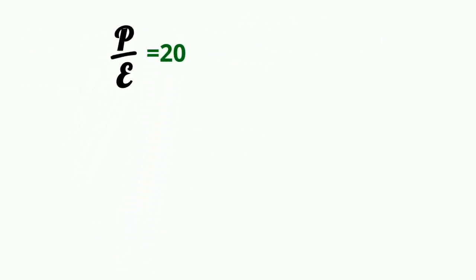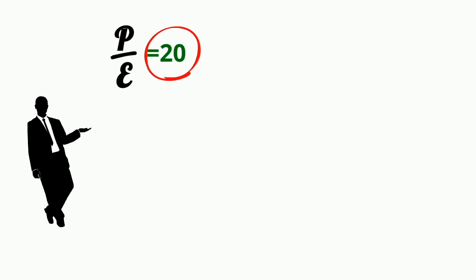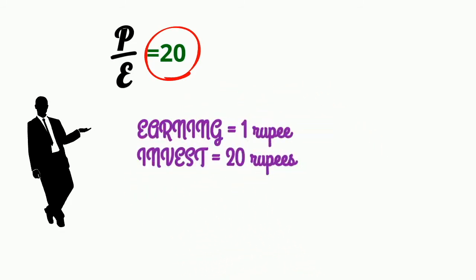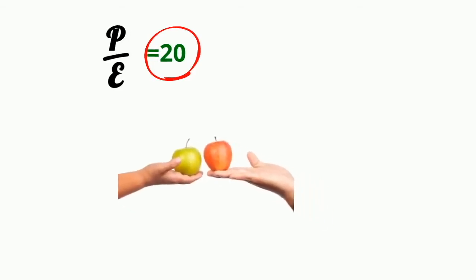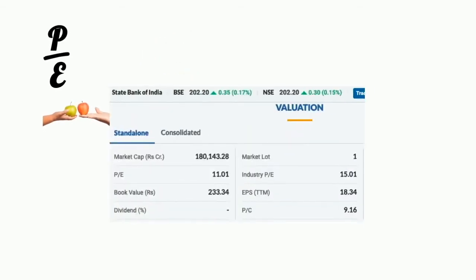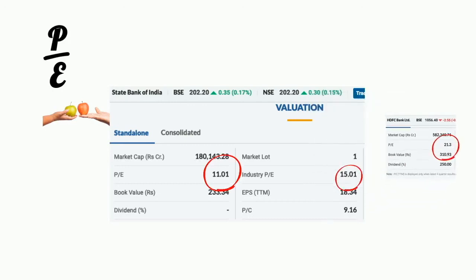So what does this PE value mean to us? This means to make an earning of 1 rupee from a share, we are ready to pay 20 rupees. So how can we infer from this value? We basically can compare this value with its competitor. That means we can compare the State Bank PE with its competitor, let's say HDFC Bank, or with its industry PE, which is comparing it with the Bank Nifty, which accounts for the best banks in India.